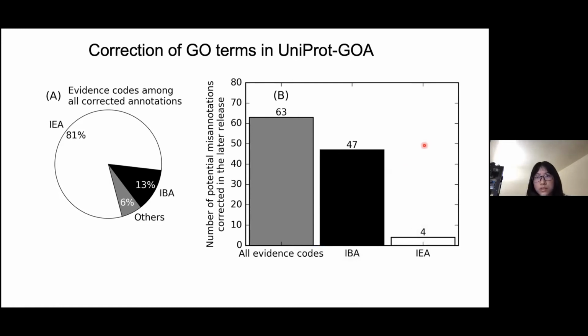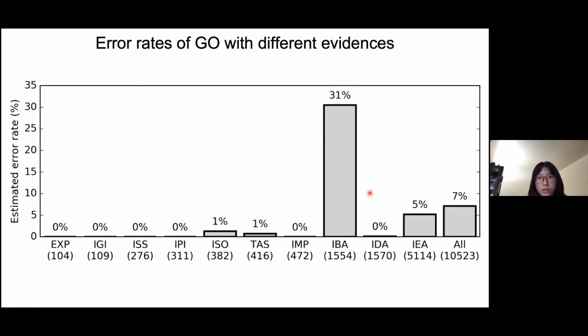So this data suggests that our IR method indeed detects potential misannotations, especially those that have the IBA evidence code. As an additional measure of the quality of IBA versus other types of GO terms, we collected 10,500 GO annotations from 2018 that were either rejected or confirmed experimentally in the 2019 version.